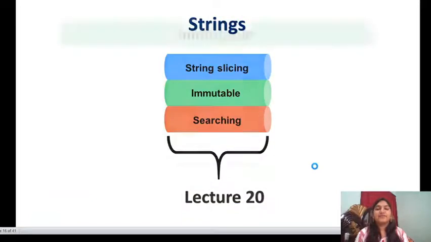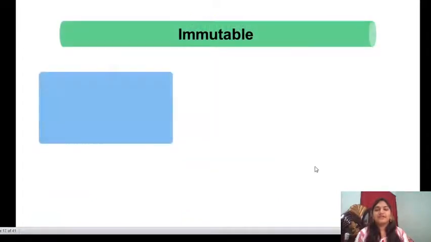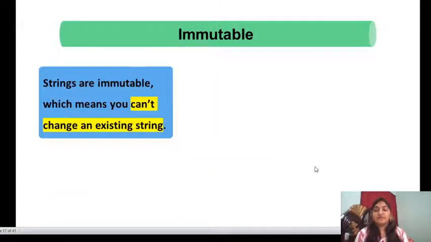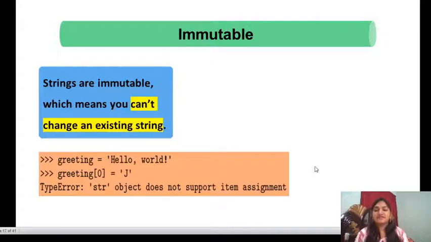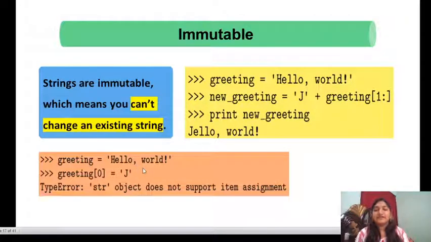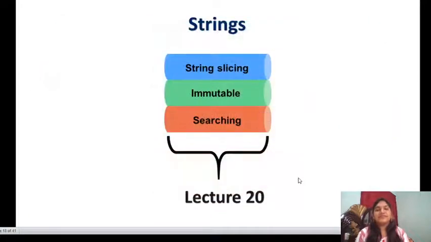Next, coming to immutable. What is meant by immutable? Strings are immutable, which means you can't change an existing string. For example, greeting equals 'Hello, world!' and then greeting[0] equals 'J' gives a type error, because the str object does not support item assignment. Instead, new greeting equals 'J' plus greeting[1:], and printing the new greeting prints 'Jello, world!'. This is the immutable statement.